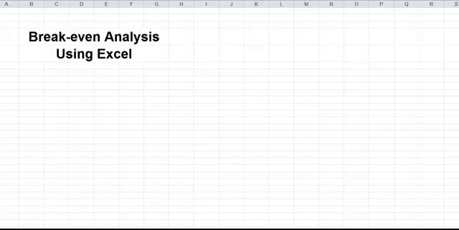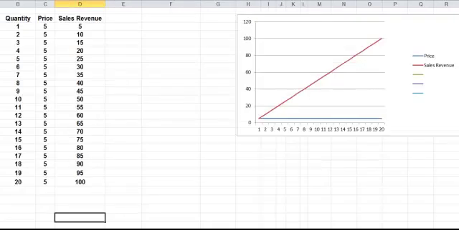The first sheet we've got here is this one. We've got the quantity down the left hand side. We'll assume that the price is fixed at 5, and that means we have a sales revenue here. The sales revenue is just the product of price and quantity. So 1 times 5 is 5, 2 times 5 is 10, 3 times 5 is 15, and so on and so on. And over here we've got a little chart.